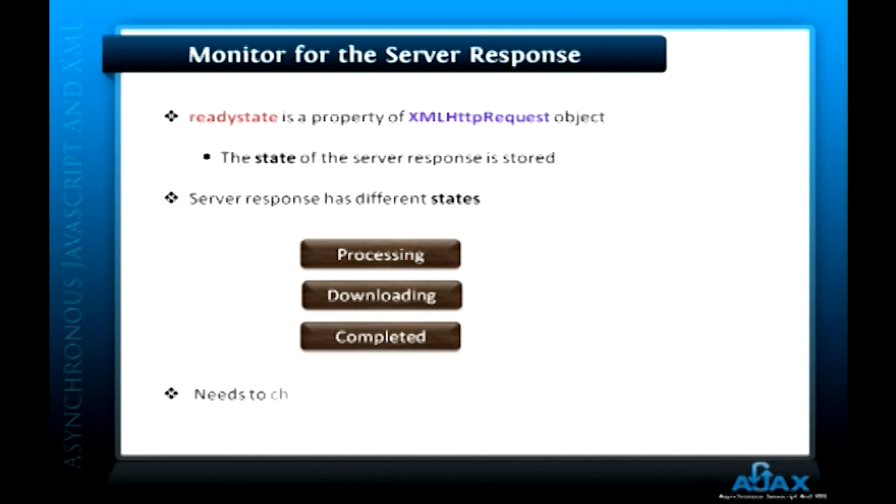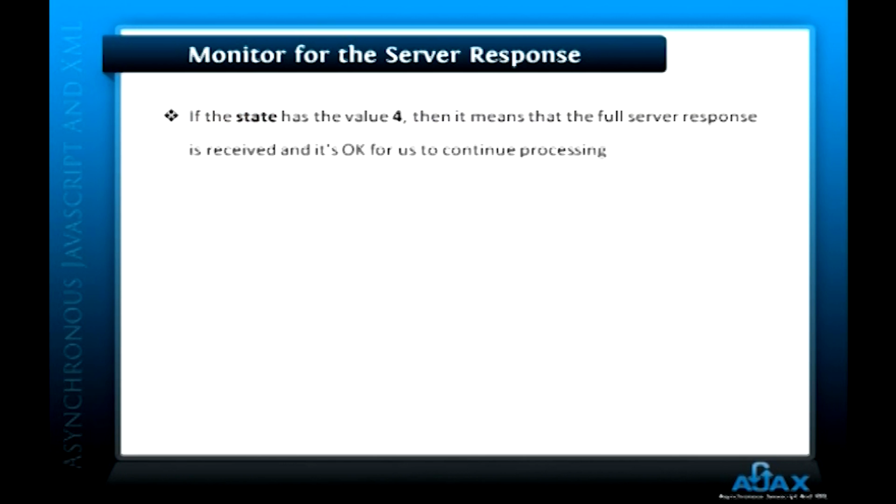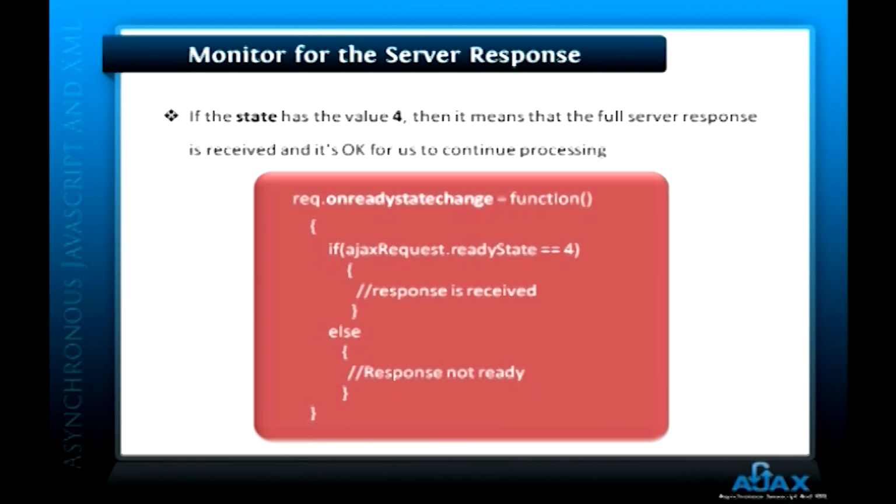First, this function needs to check the status of the request. If the state has the value 4, then it means that the full server response is received and it's okay for us to continue processing it. So, how will this function look like now? Just look here. Cool, isn't it?